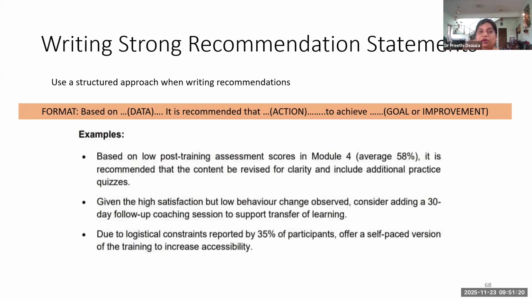So, how do you write strong recommendations? Based on the data, you will recommend an action to be achieved in a particular time limit. This is how you write a recommendation. If you can see in color I have put, based on the data, so much percentage of unemployment, we recommend that you create more jobs so that we achieve 6% improvement within 2 years' time. This is how you have a strong recommendation.